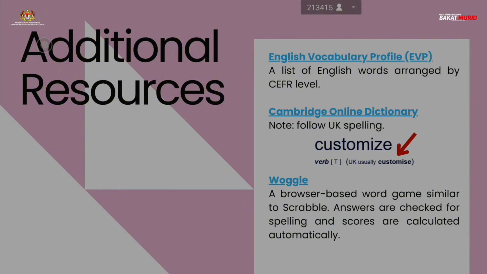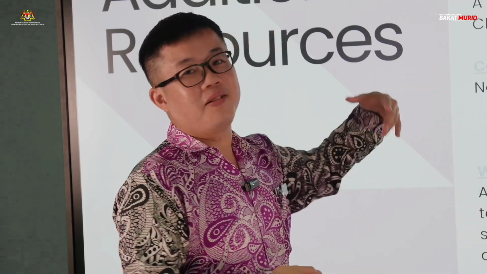Or use the Cambridge Online Dictionary, because even in the EVP itself, there are sometimes spelling mistakes. So if you go to Cambridge or any other similar British dictionaries, always look for the UK spelling. And I think I previously mentioned this, Woggle. It's an online Scrabble game. For those participating in Scrabble, you will know about this. So don't be afraid to explore. There are hundreds, if not millions, of word games out there. So make it a fun experience.